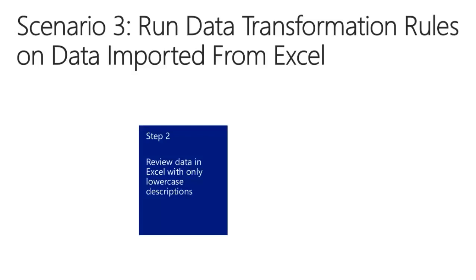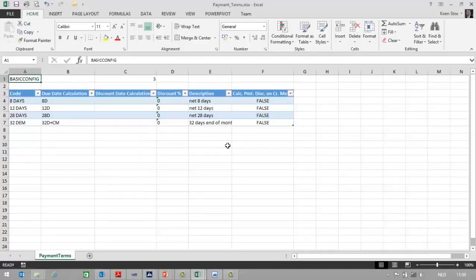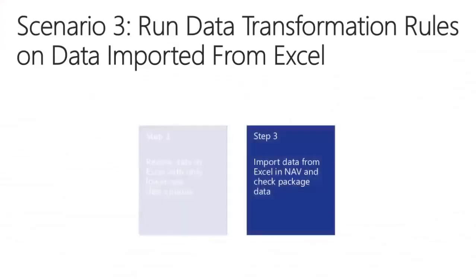Before we import, let's first review the data in Excel. I would like to use Excel to import a number of payment terms, but the data provided by my customer is using descriptions with only lowercase. Now, based on the uniformity we would like to use in NAV, we would like to have descriptions using title case, and so with the first letter of each word in uppercase. So by using data transformation, we can have the system change the lowercase descriptions to title case descriptions. Let's now import the data from Excel in NAV and then check the package data.